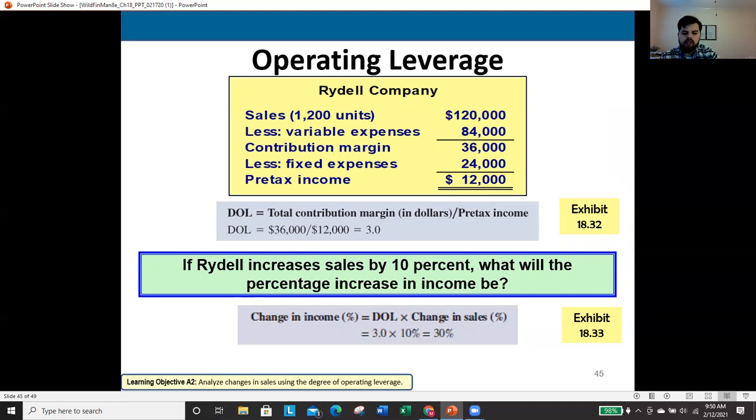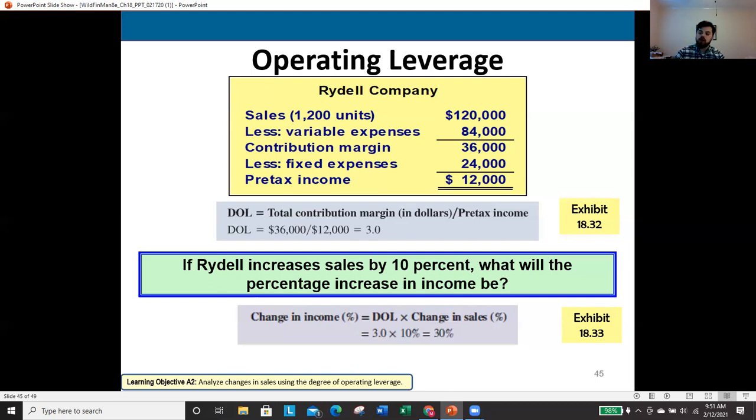Now, this 3.0 is exactly what it sounds like. It is essentially a lever, right? Levers make things easier. Levers help you make large changes very easily. So this degree of operating leverage is essentially telling me for every 1% change, I will see an impact of 3%. So for every 1% change in sales, I will see this percentage change in income. Now, in this case, they asked me if Rydell increases sales by 10%, what will the percentage increase in income be? Well, my degree of operating leverage is 3. My change in sales is 10%, giving me a change in income of 30%.